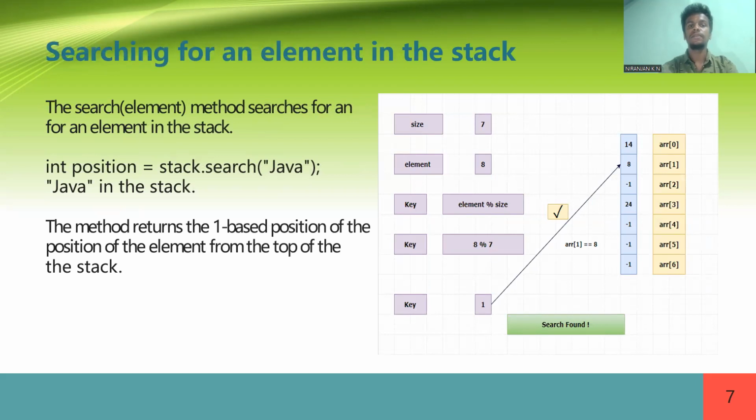Searching for an element in the stack. The search method searches for an element in the stack. So the code which is used is int position = stack.search("Java"); in the parentheses with double quotes we write Java. So the Java element which has been implemented in the stack will be searched and viewed to the user. The method returns the one-based position of the element from the top of the stack.